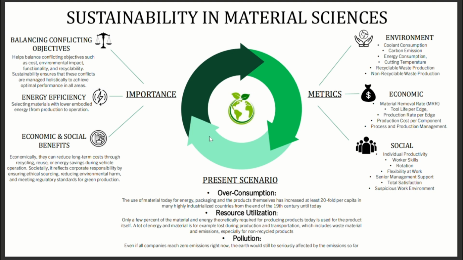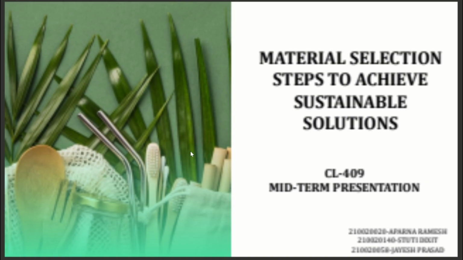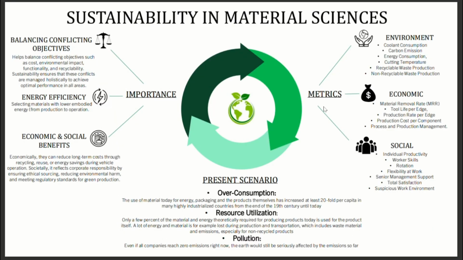So, further, we have a breakdown of how sustainability will help us in material selection, like the importance given to balancing conflicting objectives that sustainability would provide, energy efficiency, economic and social benefits, as well as what all metrics we can see here, the environmental metrics that we have calculated, and how it will present economically and socially. Now coming to Stuti, who will be talking about balancing conflicting objectives and the energy efficiency that we would see.